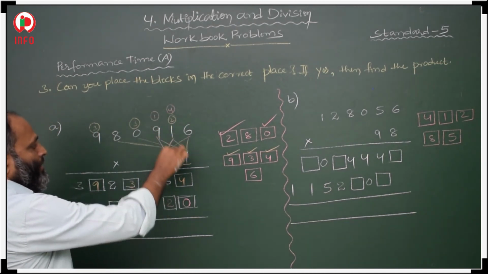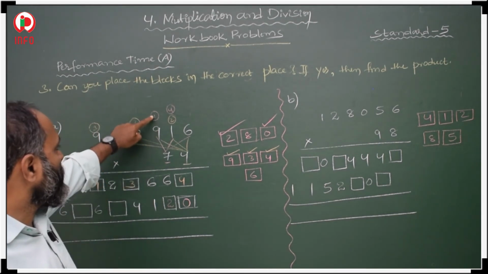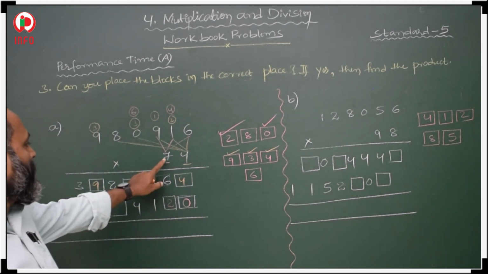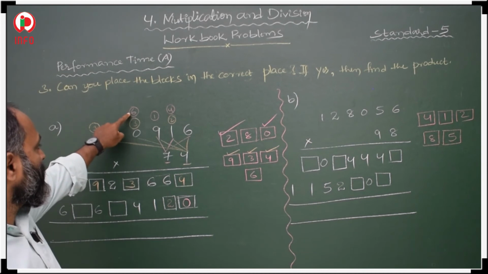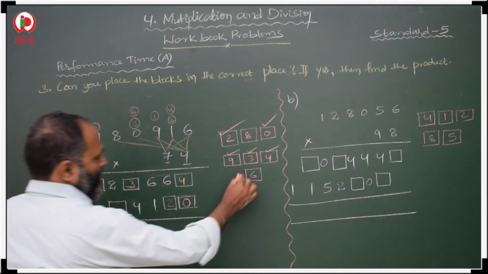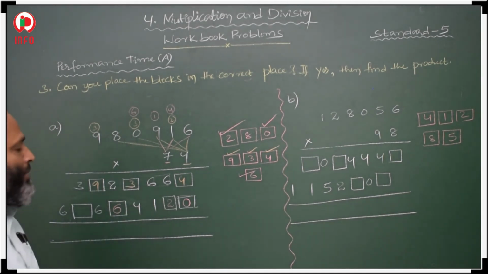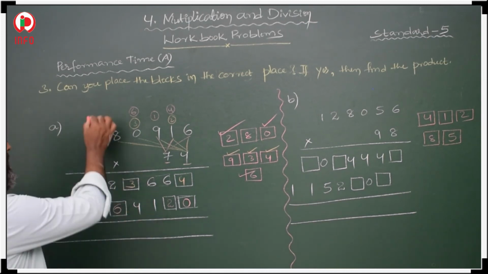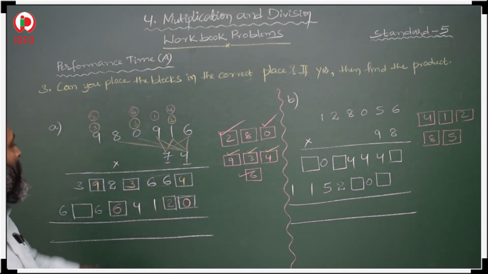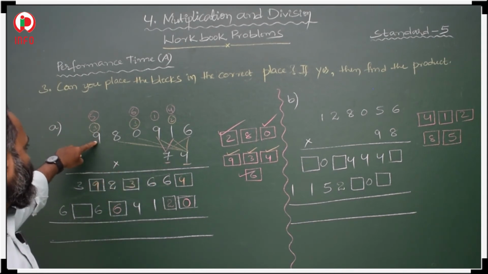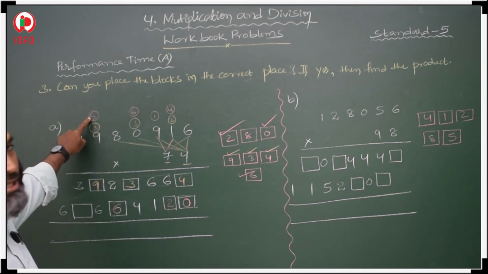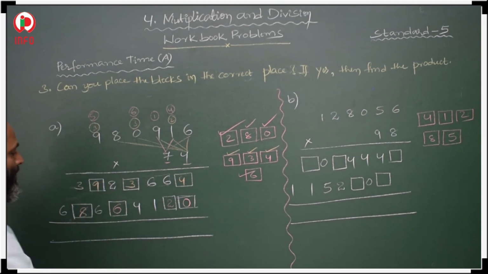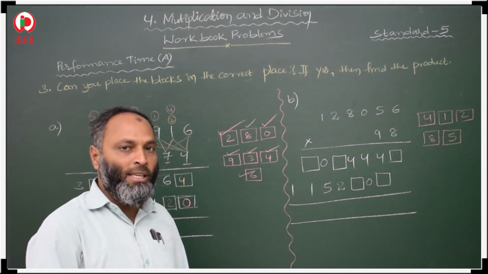Next, 7 nines are 63. This plus 1 is 64, and here 6. 7 zeros are 0. 0 plus 6, 6. It is a single digit number. 7 eights are 56 and 5 here over in the lakhs place. 7 nines are 63 plus 5, 68. 8. This we have to keep here. In this way we have to fill the missing numbers.